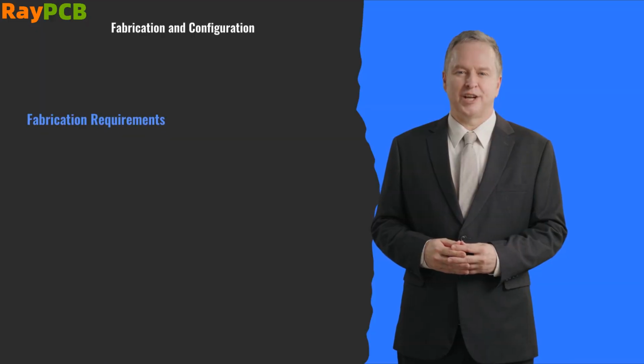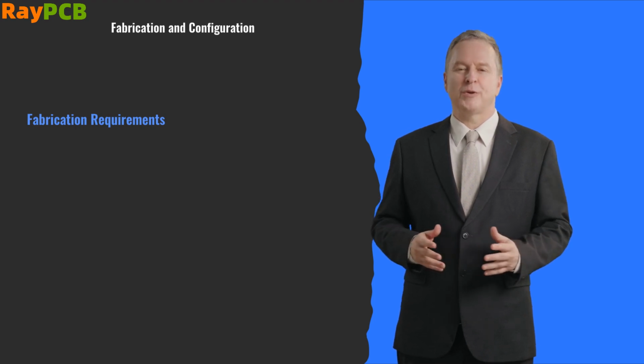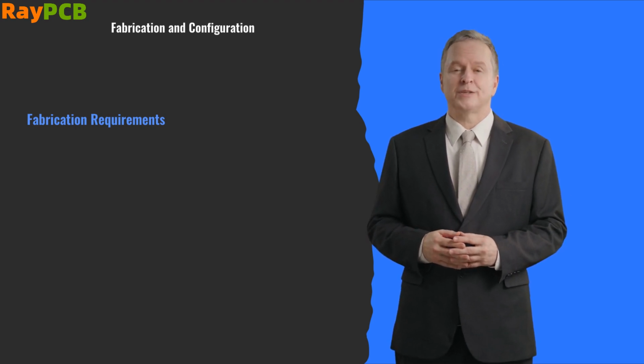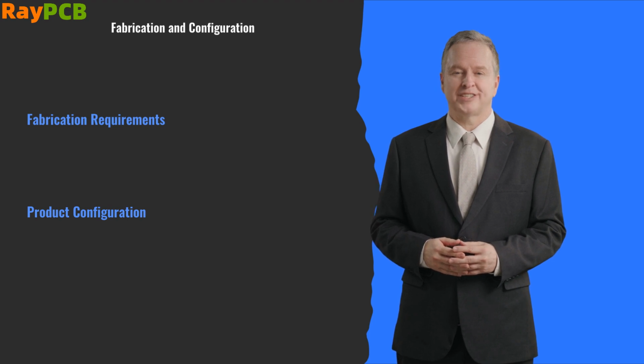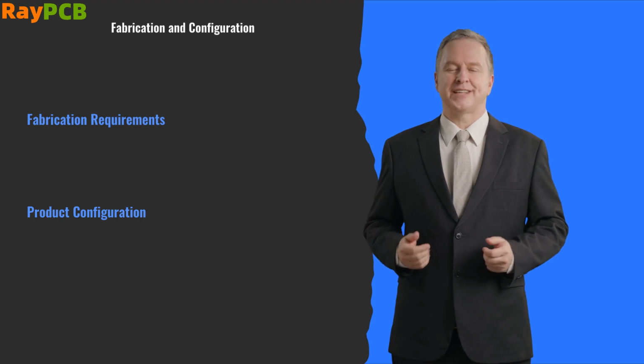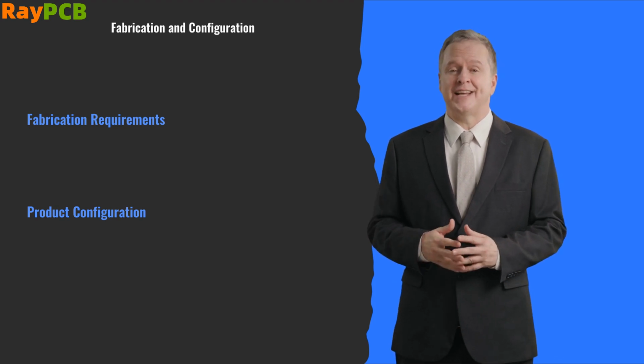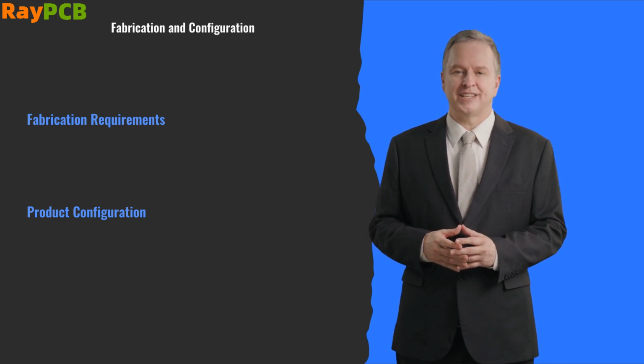Fabrication requirements encompass bare board and roll-to-roll methods, crucial for flexible and rigid flexible printed boards. Product configuration addresses circuit profiles and rigid area considerations, ensuring optimal design. Detailed guidelines for flexible areas and preforming bends are essential for maintaining integrity and functionality in dynamic applications.